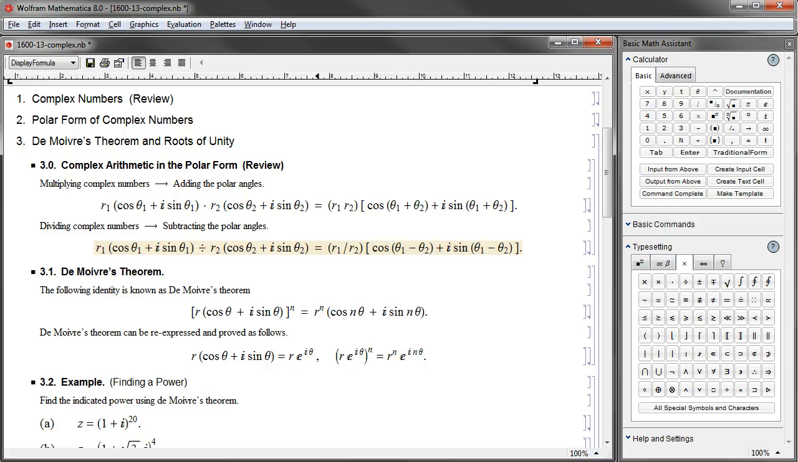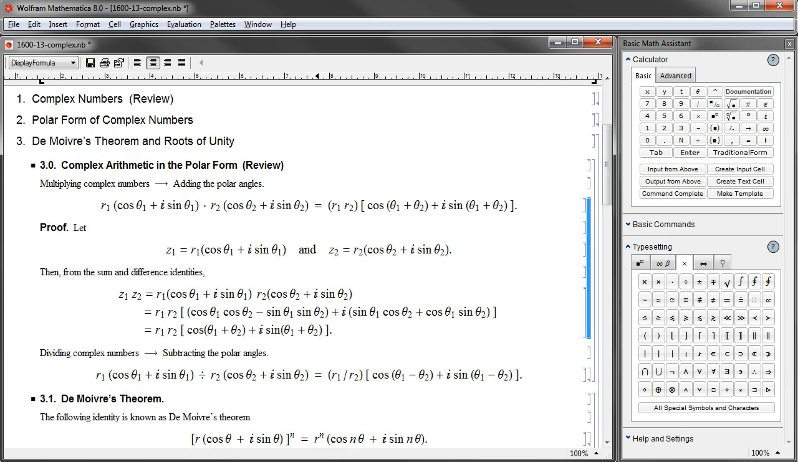If you multiply two complex numbers expressed in polar form, we multiply the moduli and add up the arguments. If you divide, then we divide the moduli and subtract the arguments. The proof is rather simple. All you have to do is expand them and simplify, and apply the sum and difference identities for sine and cosine, and here we go.